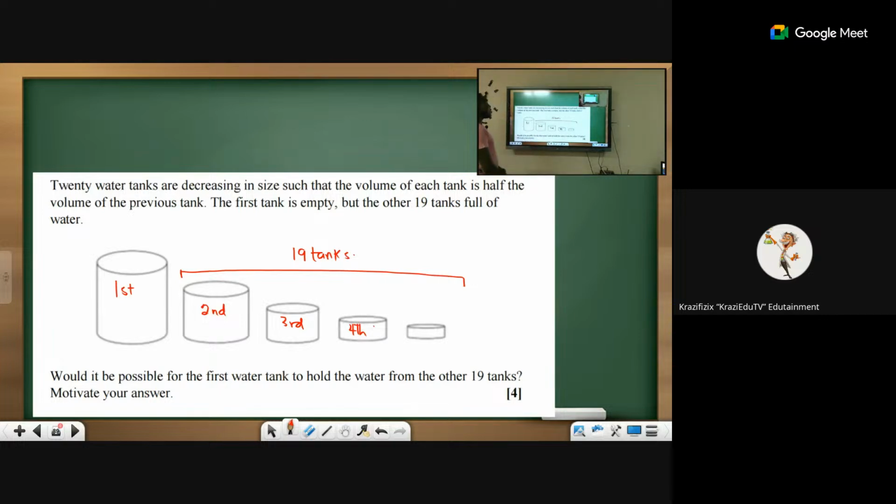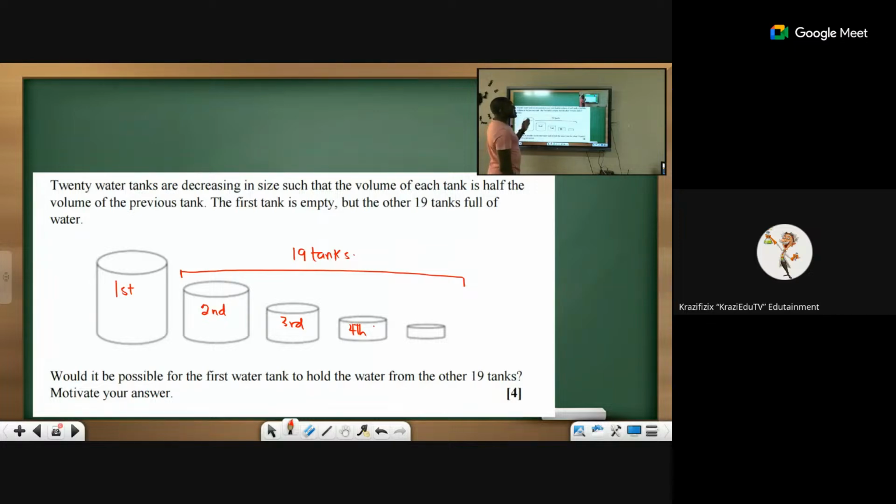We don't know. Wait, if I pour the second in, pour the third, pour the fourth, what am I doing? I'm actually adding. I don't know if that makes sense. I am adding. Oh, so let's find the sum of the 19.